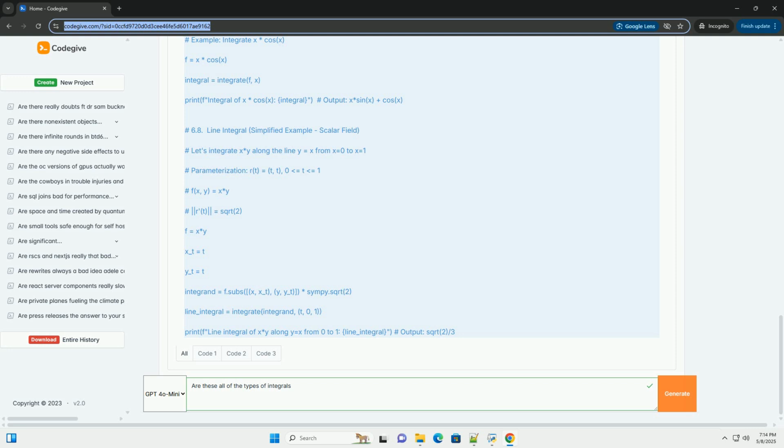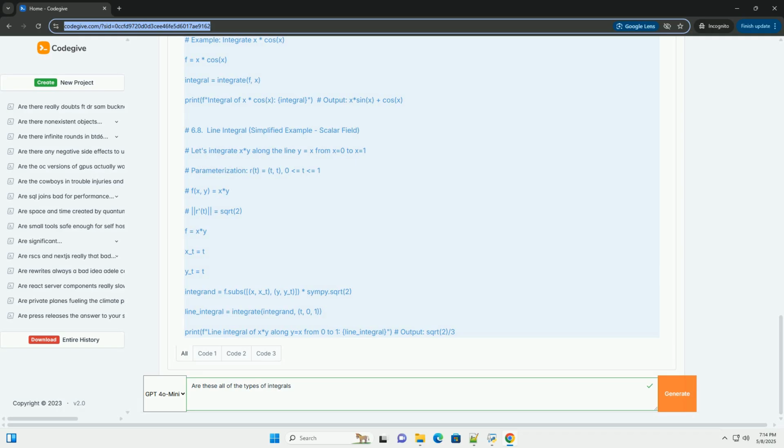3.6 Volume integrals. Definition: a volume integral integrates a function over a three-dimensional region. They are used to find the mass of a solid object with varying density, the moment of inertia, etc. ∭_V f(x, y, z) dV, where V is the volume of integration and dV is the volume element. In Cartesian coordinates, dV = dx dy dz. You would typically evaluate this as a triple integral.